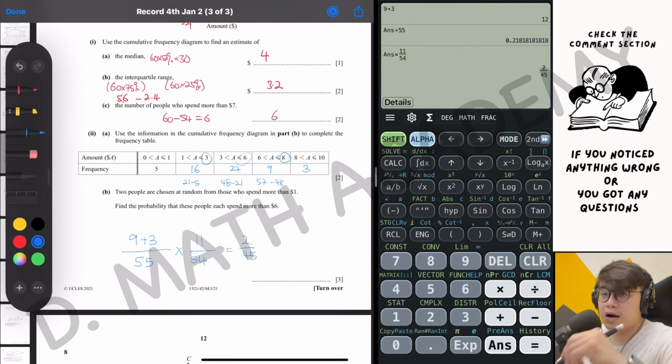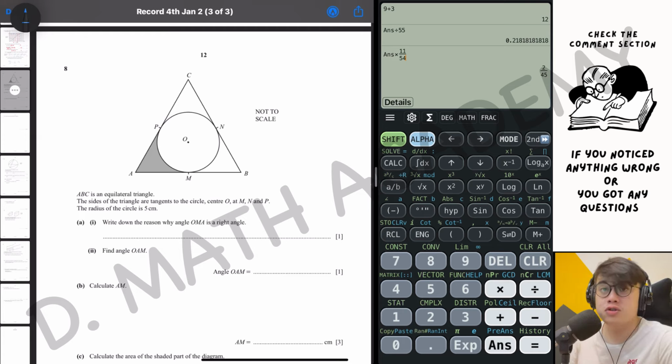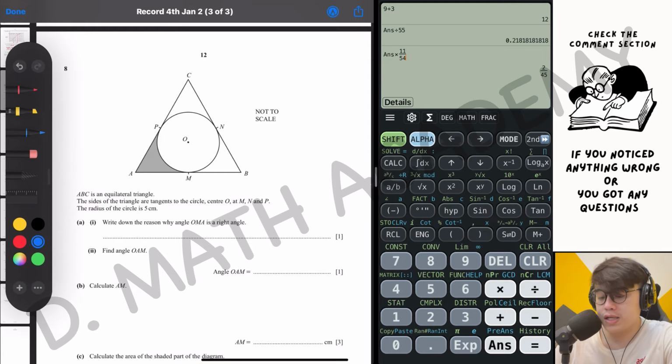So we have about 3 more questions to go through. Okay, so let's have a look at the next question here. ABC is an equilateral triangle. The sides of the triangles are tangent to the circles.